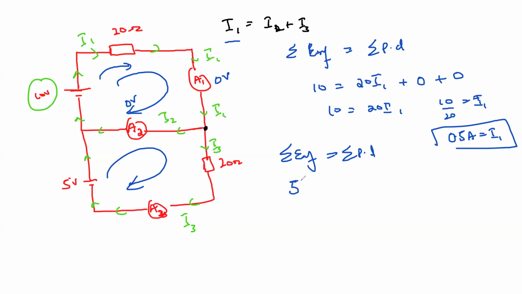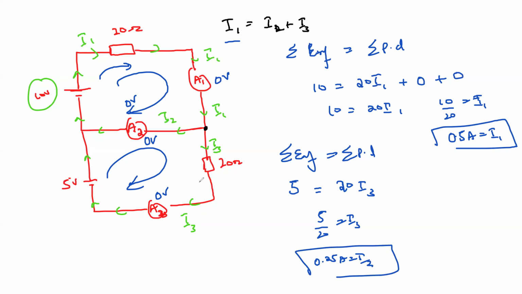So in the second loop, the total EMF is 5 and the total potential difference: this ammeter will be 0 volts, this also 0 volts. So this will be 20 I3. And 5 divided by 20 is equal to I3. So 1 by 4, or 0.25. So we get 0.25 ampere. That is I3. Now we have I1 and we have I3, so we can work out I2.